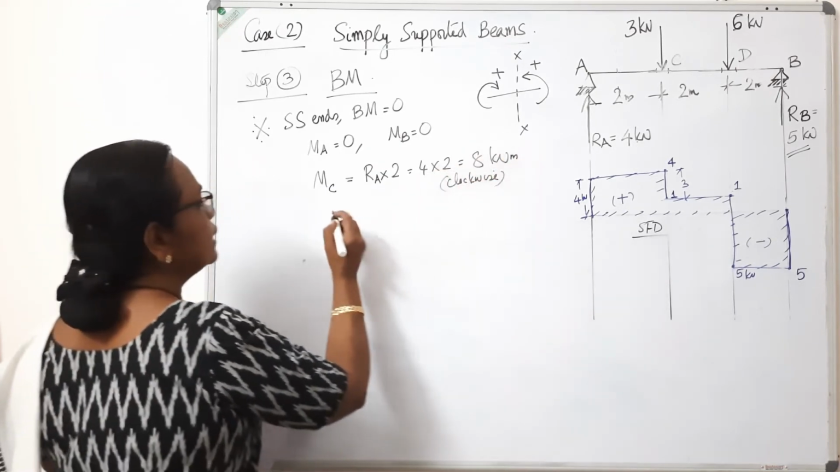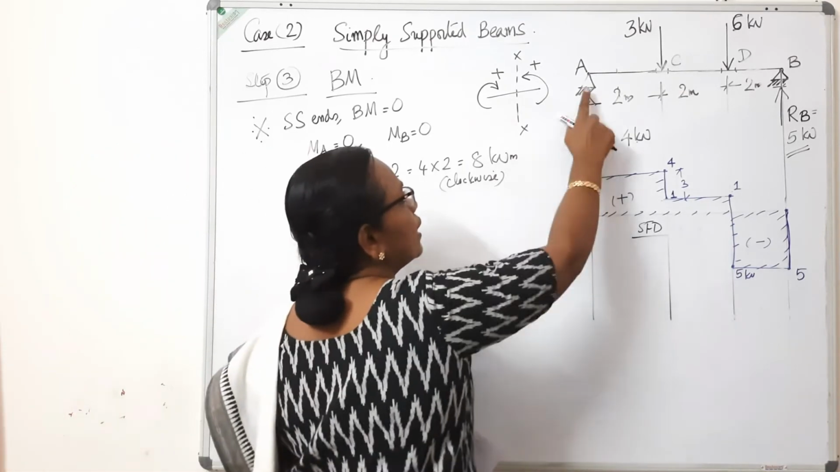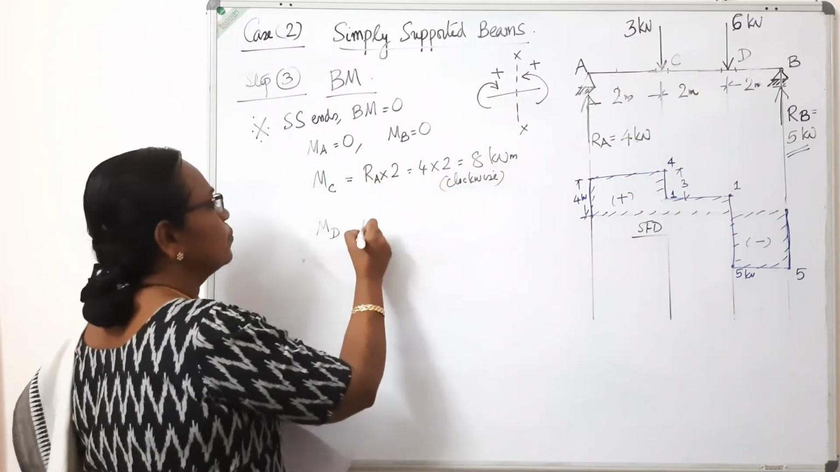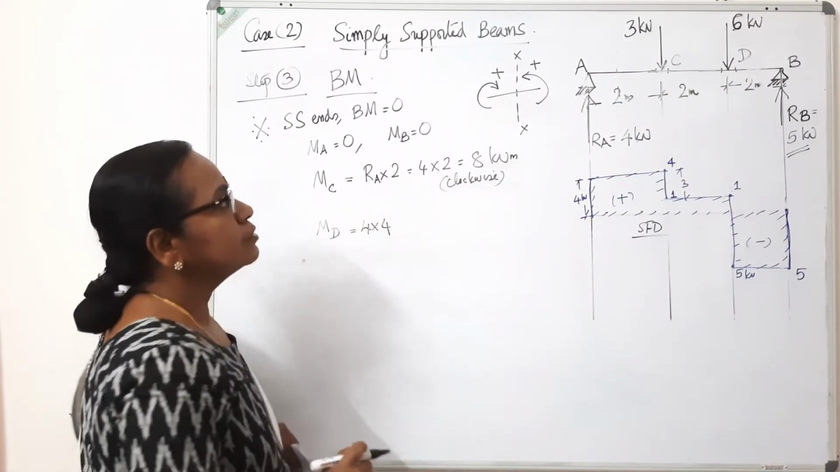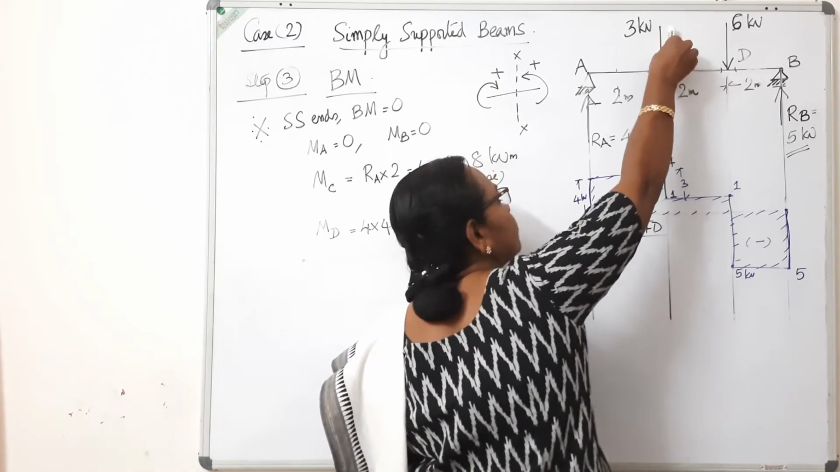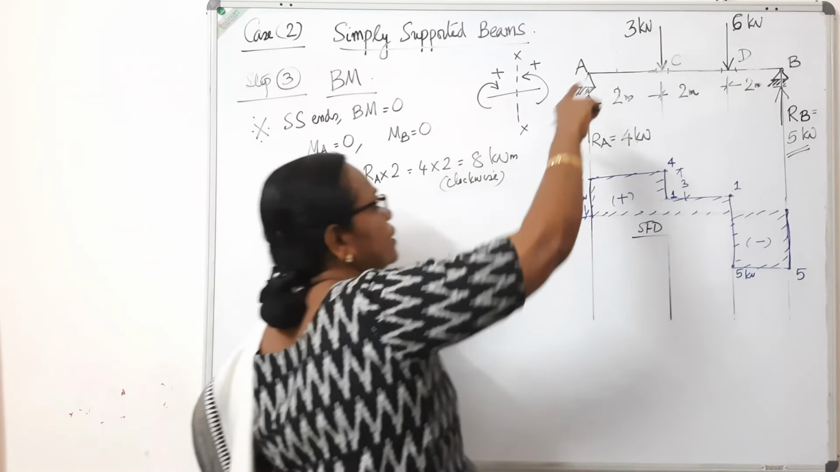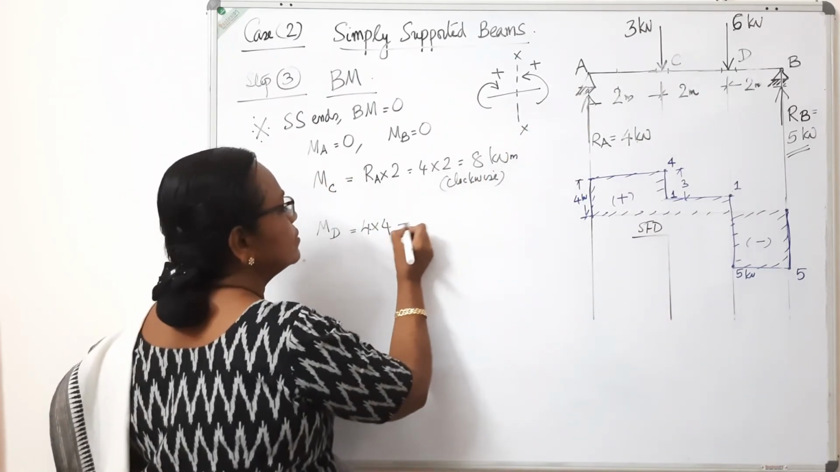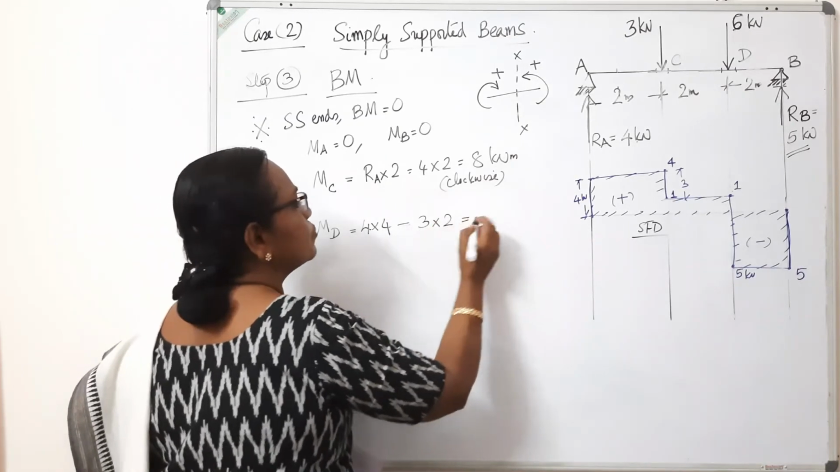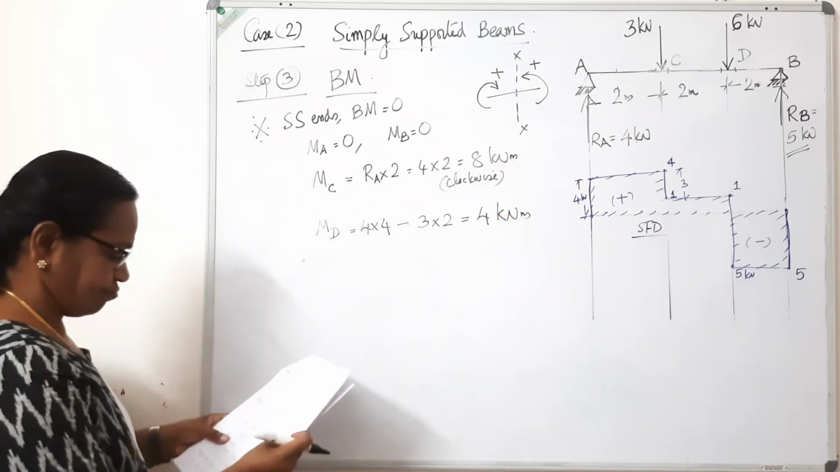Coming to next point D. Moment at D is equal to this RA, 4 into 4. That produces clockwise moment. So it is 4 into 4. And this load, this 3 kilonewton is acting like this. If you take moment about D, it will produce anti-clockwise. With thumb like this, it rotates the body, produces anti-clockwise moment. So minus 3 into 2. So 16 minus 12, 4 kilonewton meter.